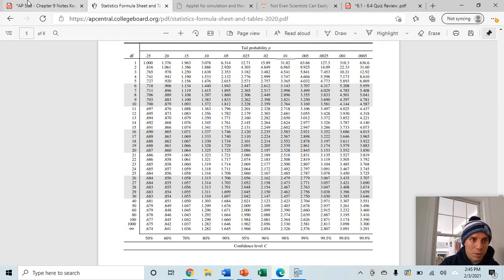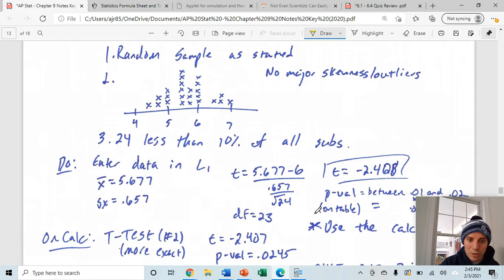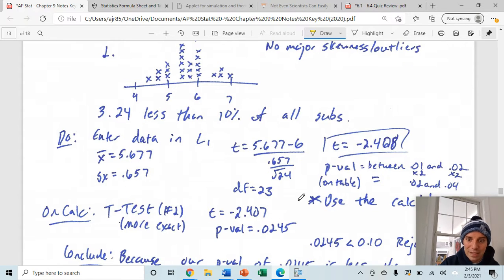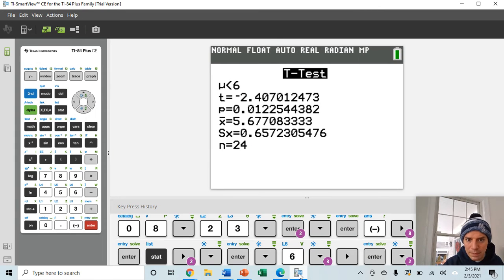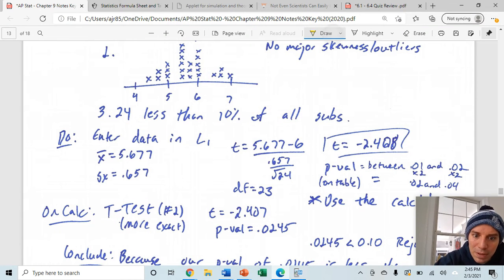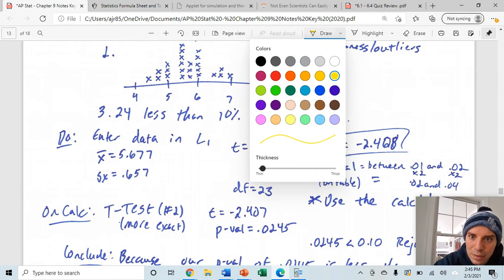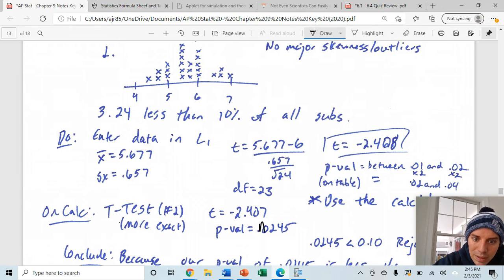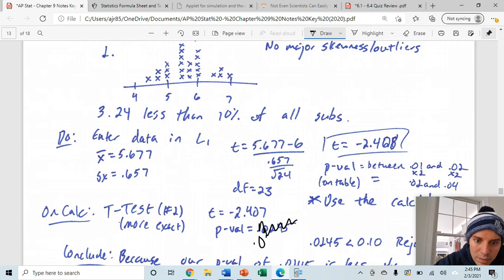In my notes, I actually wrote the wrong p-value in here. So make sure that you correct it. Okay, the test statistic is right, but the p-value that I wrote here was wrong. So we want to make sure that we change that p-value in our notes to the correct one, which should be 0.01. What was it? 0.012. So I have to change my notes here. We still end up getting the same conclusion in here.